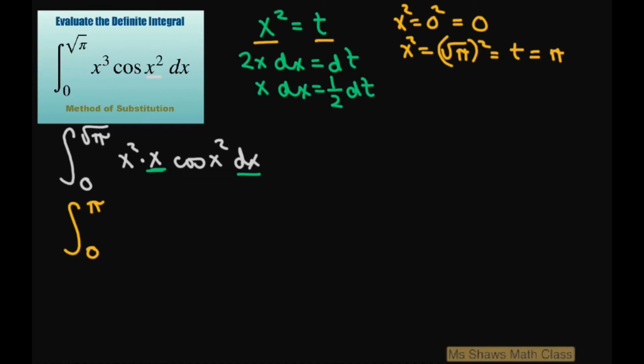Now I'm going to substitute in, this is going to be t, this is going to be cosine of t, and this x dx here is 1/2 dt, and I'm going to put the 1/2 in front. All right, now for this piece, we can use integration by parts, or we can use the shortcut. I'm going to use the shortcut, also tabular integration.